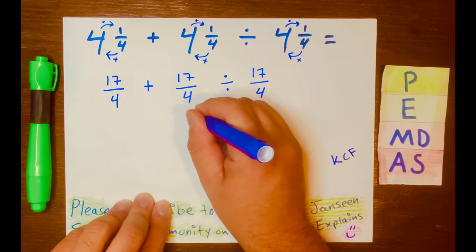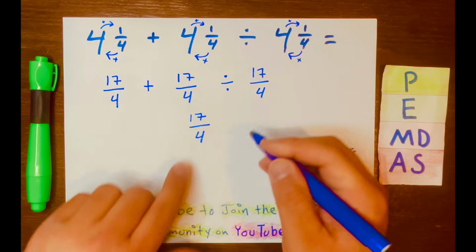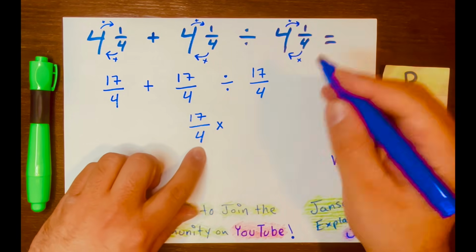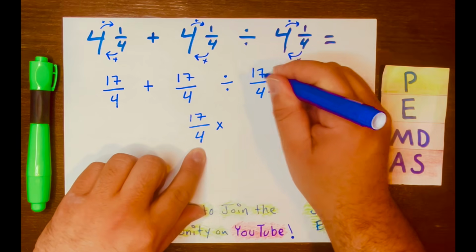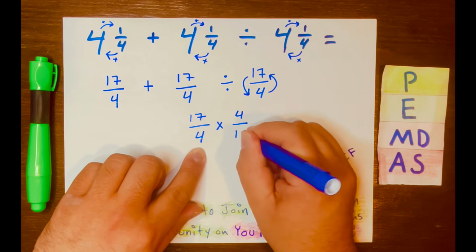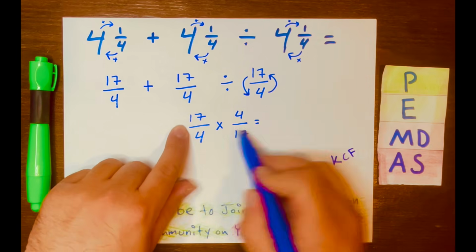So it will be 17 over 4. We change division to multiplication. And lastly, we are going to flip this fraction. So it'll be written like this, 4 over 17. And then we just multiply across.